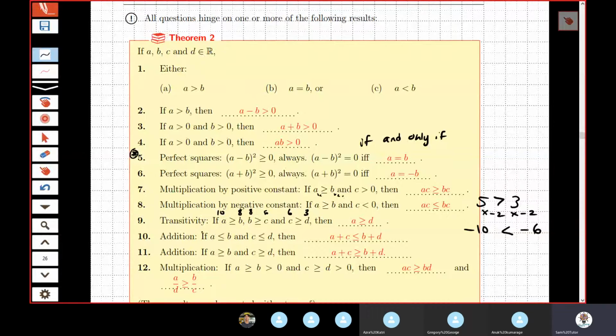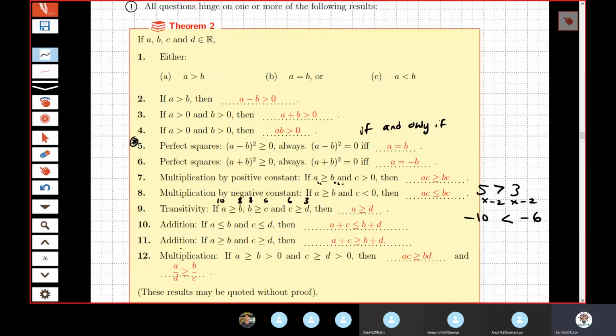Addition rules. Maybe a little bit less known. If A is smaller than B and C is smaller than D, then A plus C will actually always be smaller than B plus D. So the two small numbers will always add to less than the two larger numbers. If A is bigger than B and C is bigger than D, then again, your two larger numbers will be bigger than your two smaller numbers.